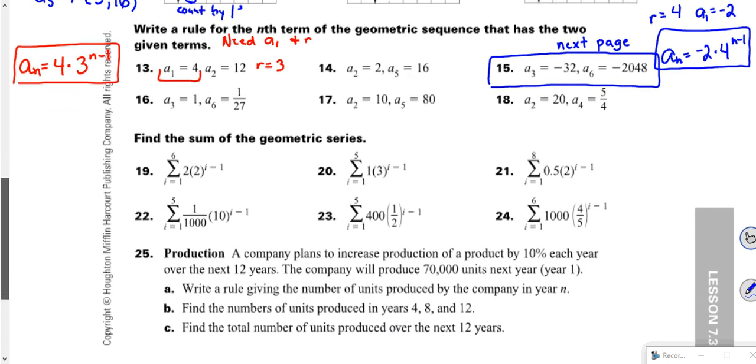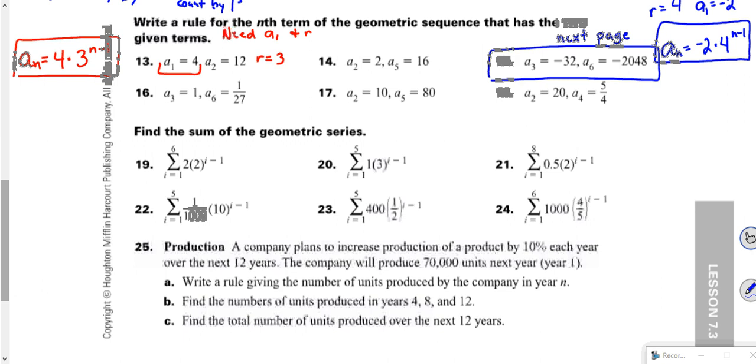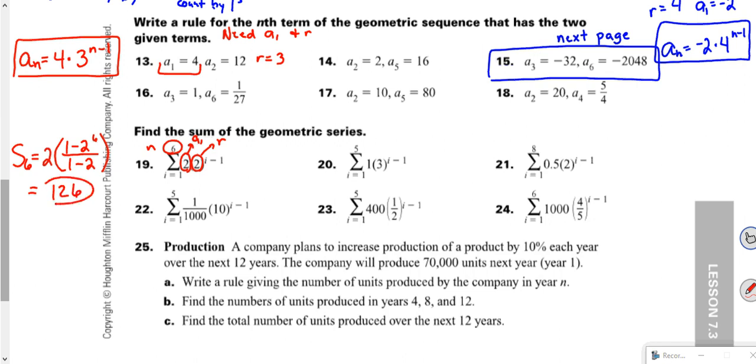Now, find the sum of the geometric series. We are literally just using the formula. Once again, we got to identify all the pieces. So this is my n. This is my A1. This is my R. So the first 6 terms of the series equals 2 times 1 minus 2 to the 6th over 1 minus 2. And again, I just poked that in a calculator. Again, be careful of your parentheses, and you should get 126.